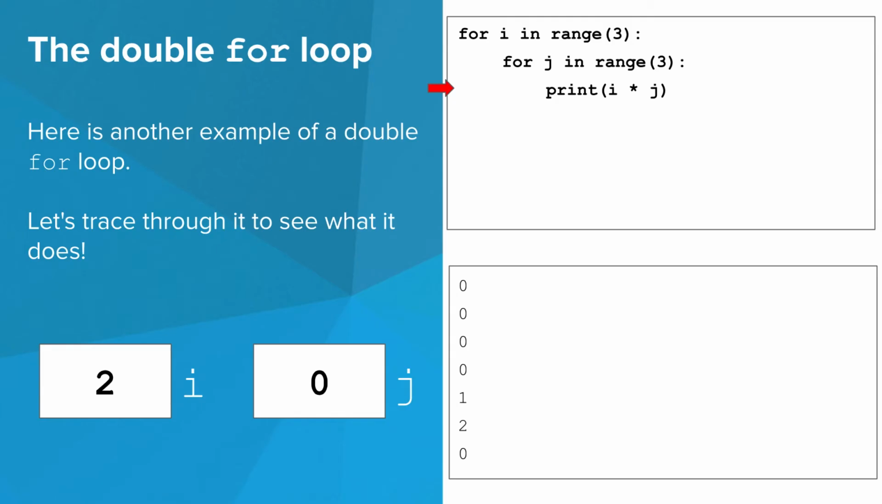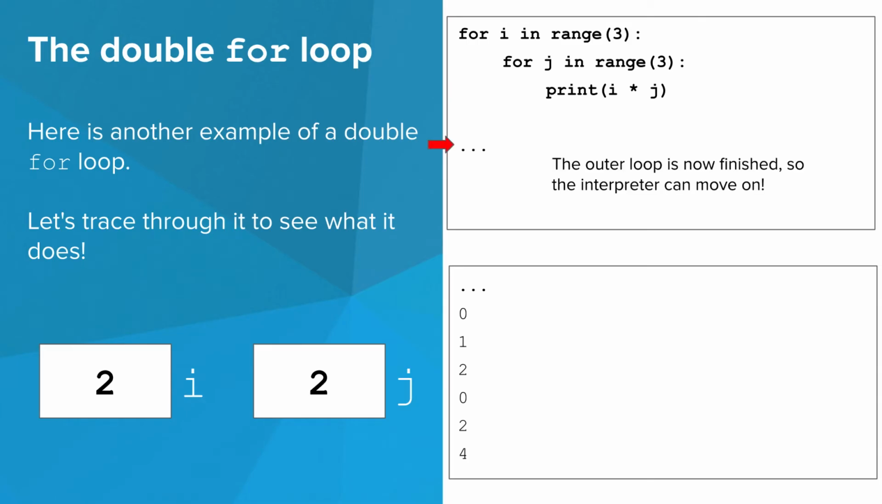2 times 0 is 0. Set j to 1. 2 times 1 is 2. Set j to 2. 2 times 2 is 4. The inner for loop is done, which is the point where we would have returned to the top of the outer for loop, except the outer for loop is done too. This means the entire double for loop is done, and the interpreter can move on to whatever code follows it.